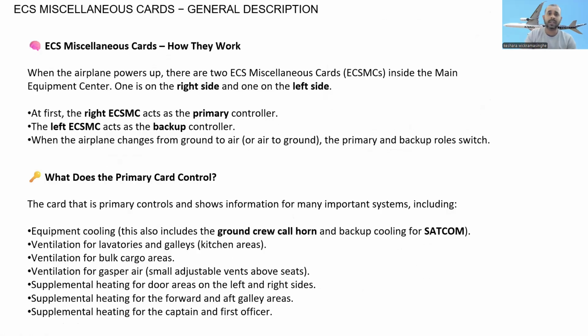Electricals. Now the ECS miscellaneous cards general description. How do the ECS miscellaneous cards work? When the airplane powers up, there are two ECS miscellaneous cards inside the main equipment center. One is on the right side and one on the left side, as we discussed before. At first, the right ECSMC acts as the primary controller. The left ECSMC acts as a backup controller. Remember, when the aircraft starts, the right side one acts as the primary controller, and the left one acts as the backup control.